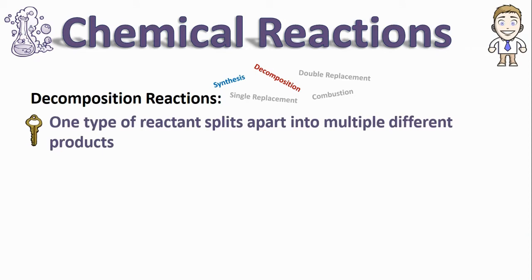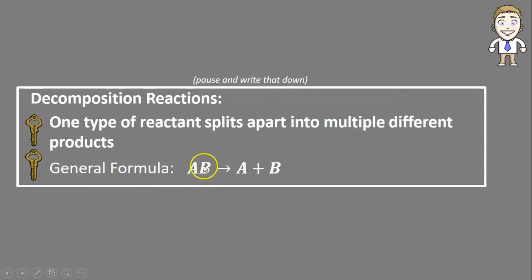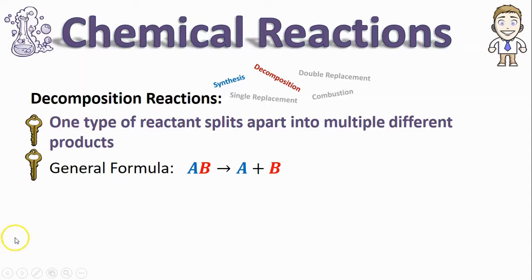Let's move on to decomposition reactions, which are exactly the opposite. Here we'll have one type of reactant that splits apart into multiple different types of products. In general, they'll look like this. You'll have an AB, that one reactant that splits apart into A plus B, different types of products.